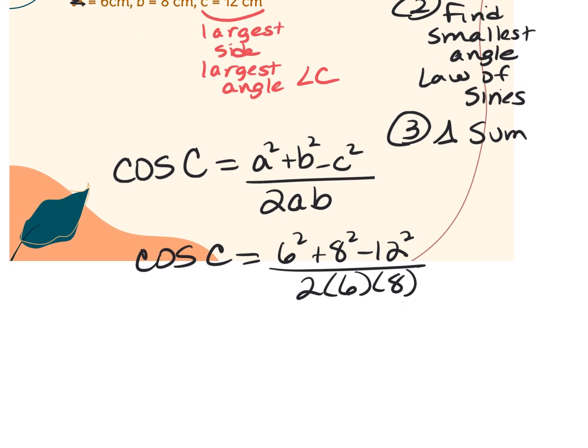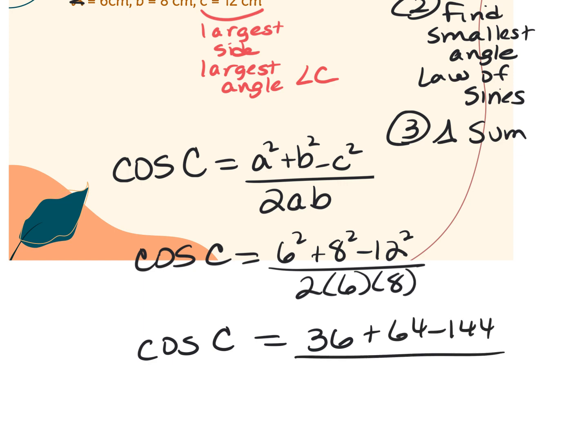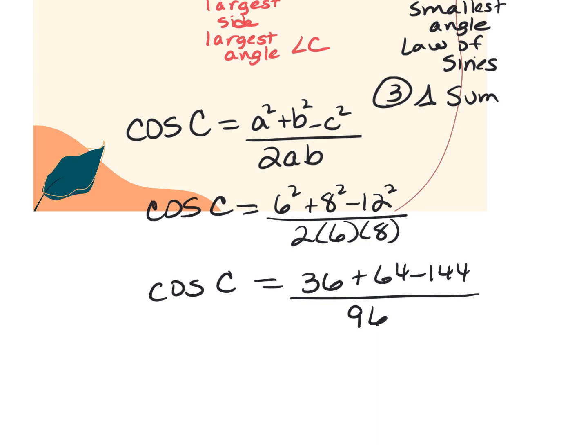And again, I'm going to go ahead and do it step by step. You could, again, practice with your calculator. You may not need to do what I'm doing. Now I'll multiply 2, 6, and 8, and I get 96. Then I'm going to add that numerator and then subtract. So 36 plus 64 is 100, minus 144 is negative 44.